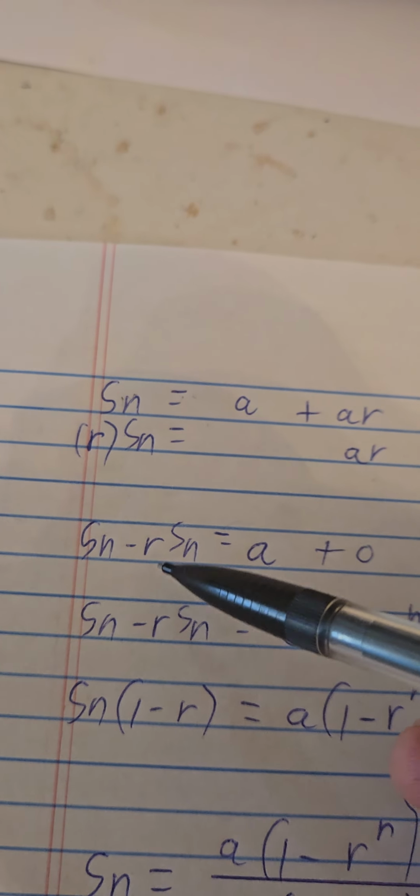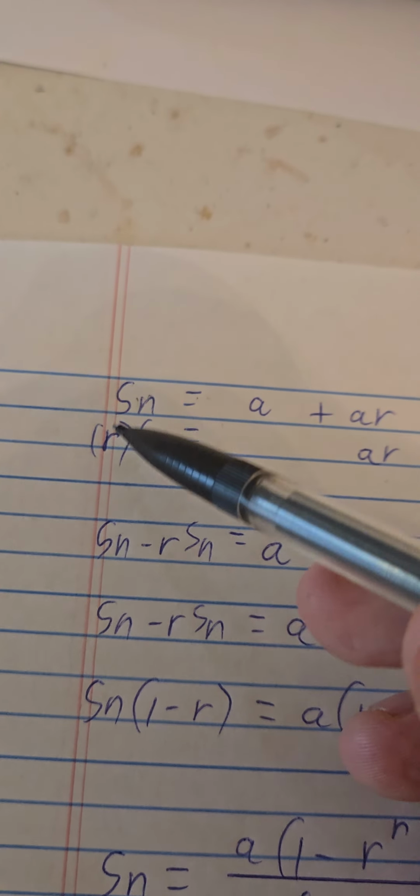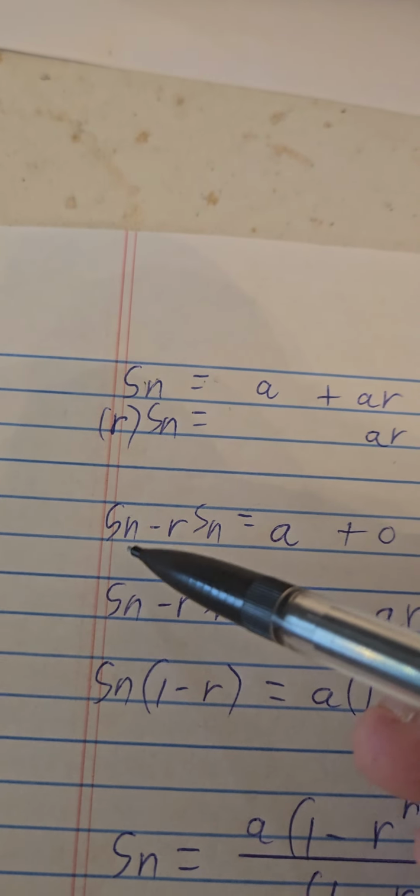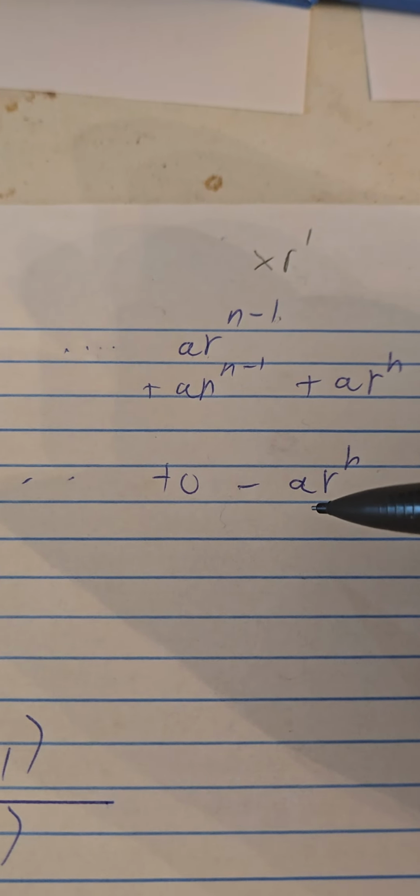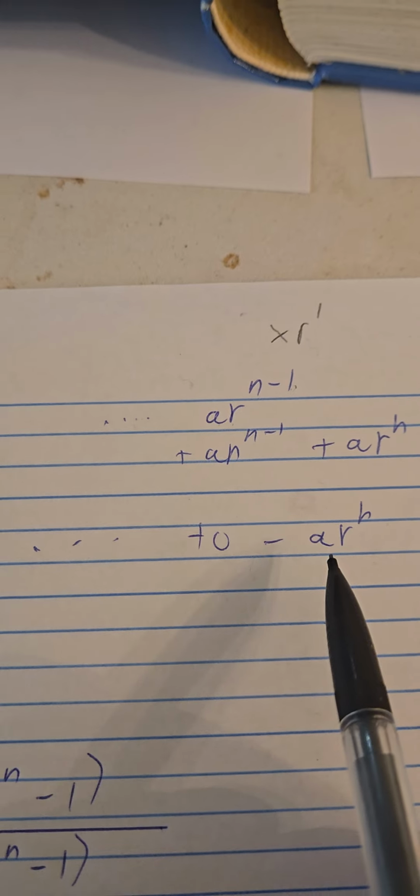I subtract each side. Sn minus r times Sn means the total of all the terms minus r times the full total. a minus 0 is a. ar minus ar is 0. ar squared minus ar squared is 0. All the missing terms give me 0. 0 minus ar to the n is minus ar to the n. So Sn minus r times Sn, the total of all the terms, is a plus 0 plus 0 plus 0 plus 0, all the way until minus ar to the n.